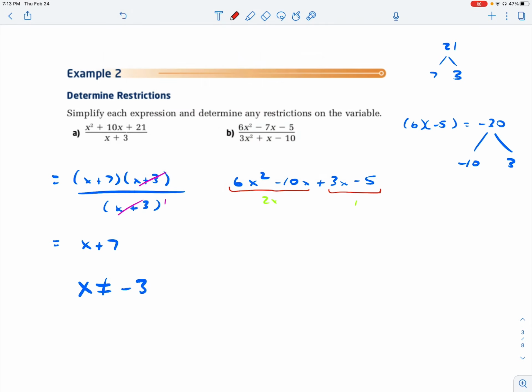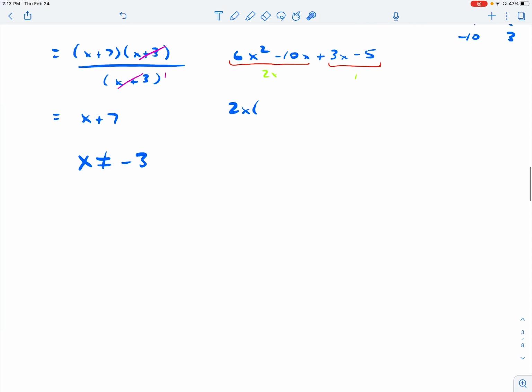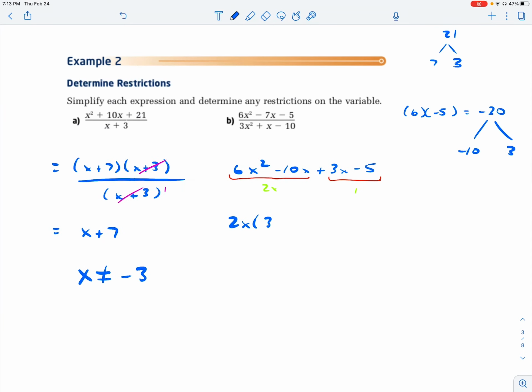So we're going to have, let's go to blue, 2x times, so I'm now dividing each one of these by 2x because I'm factoring 2x out. So 6x squared divided by 2x, well, 6 divided by 2 is 3, and x squared divided by x is x. Okay, so notice if you multiply these two, you get this term here. Negative 10x divided by 2x, we're going to have negative 10 divided by 2, which is 5, and the x's will cancel. It'll be minus 5. Okay, my next one, I'm just going to leave it in brackets, 3x minus 5.